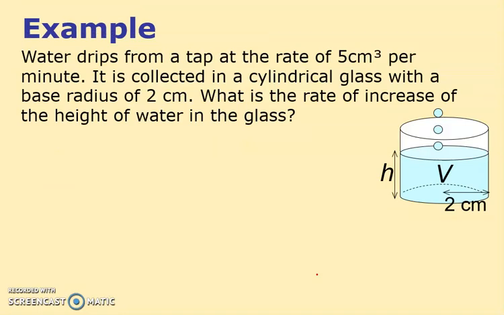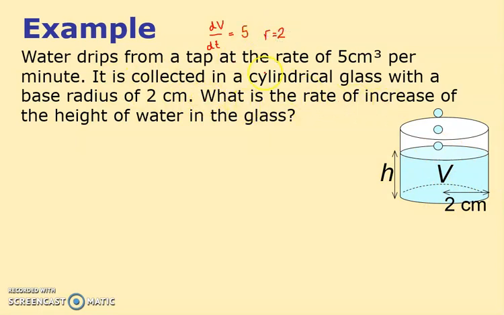I did say they were wordy. Water drips from a tap at a rate of 5 cubic centimeters per minute. So already I'm thinking water drips, this is the amount of volume probably. dV per minute, so dV by dt equals 5. It is collected in a cylindrical glass with a base of radius 2. So this is my glass, presumably. So I've got r equals 2.